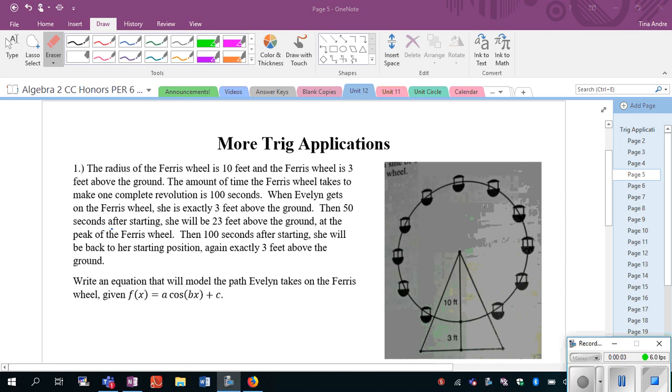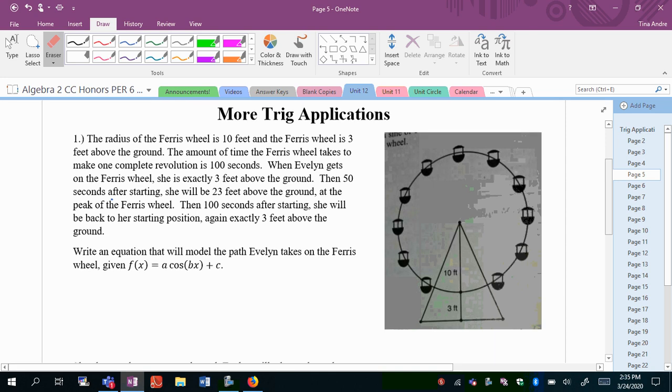In this video, we're going to continue our work with trig graphing and how we can use those graphs with applications. So this first problem is a pretty common problem with Ferris wheels. If we go ahead and read what's given to us, it talks about the radius of this Ferris wheel is 10 feet.